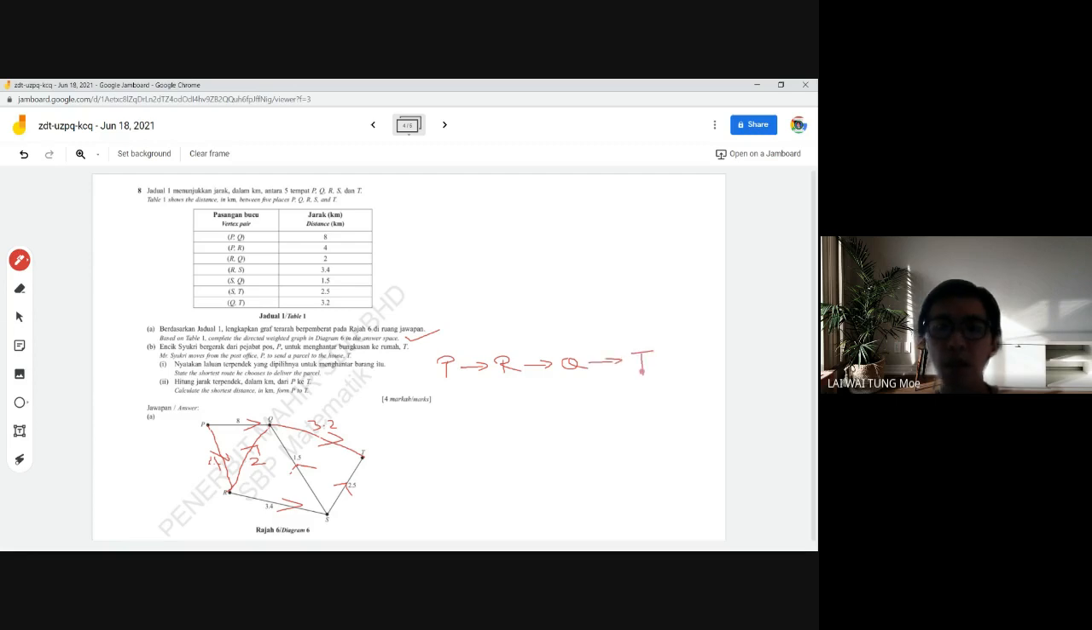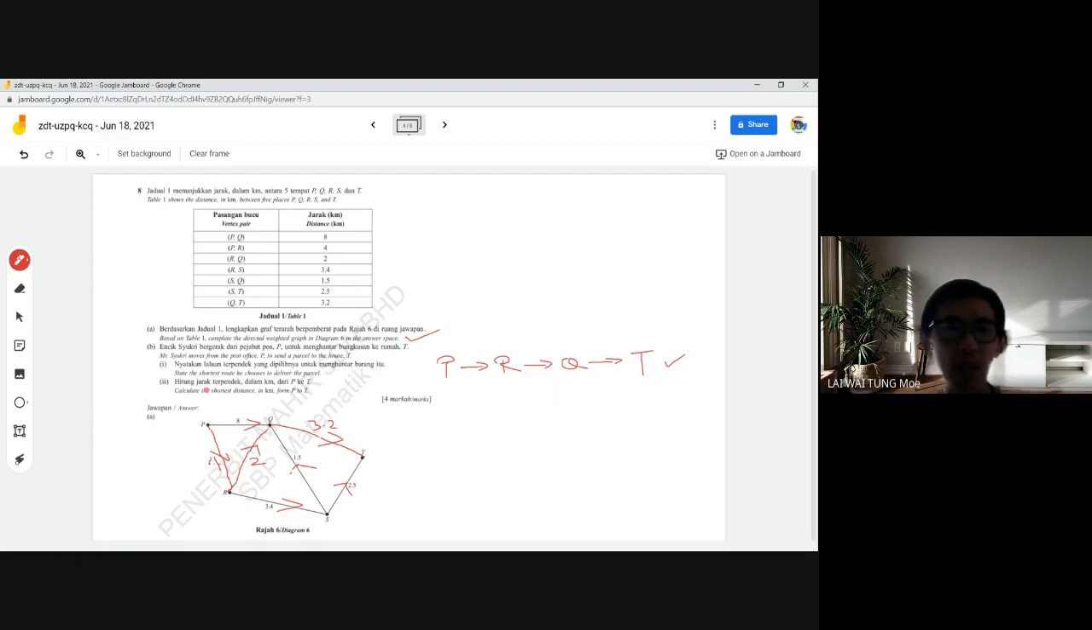Okay, you can choose other possibilities, see which one is the shortest one. From what I see, this should be the shortest. Okay, so state the shortest route. So this is the answer: from P to R to Q and to T.